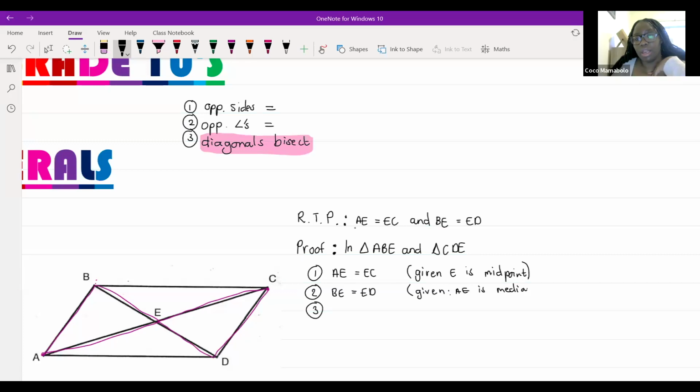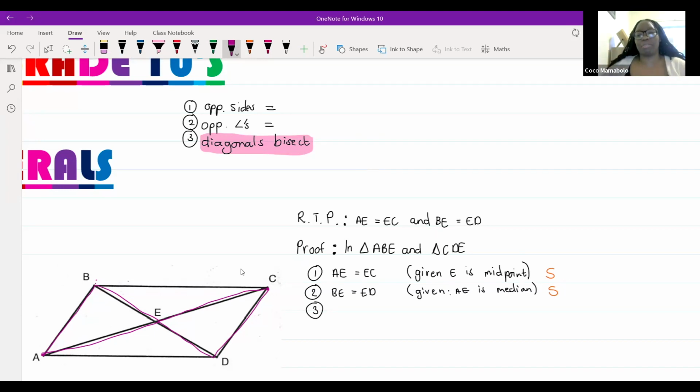Okay, now I need exactly one more reason. Bonus points to whoever can find it. And it's quite easy. I'll tell you what, it's not a side. I'll give you a hint. It's not a side. This is a side and this is a side. Let's look for the last one. Bonus points for who can find it. Okay, I guess. Yes! Angle.